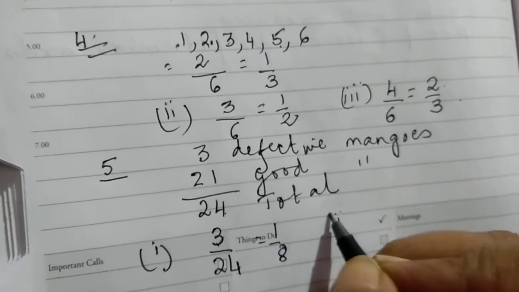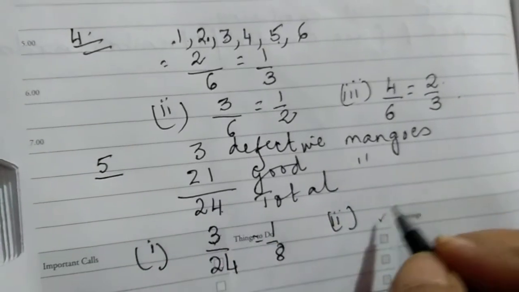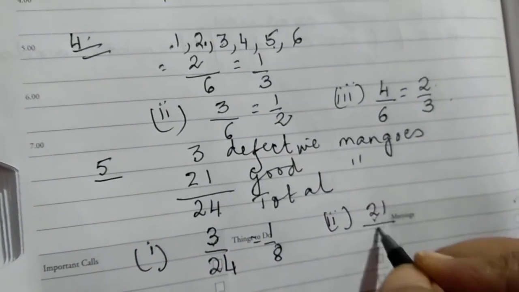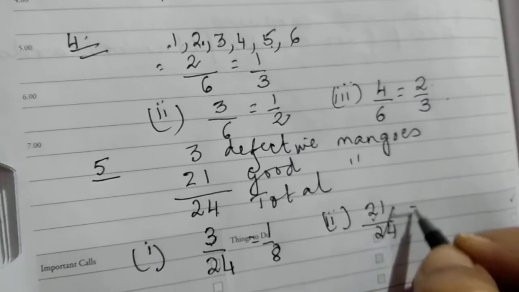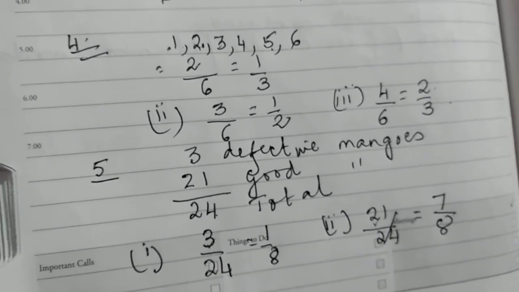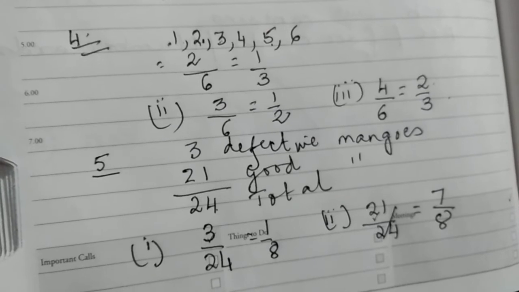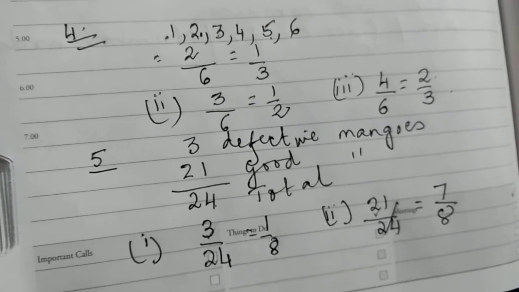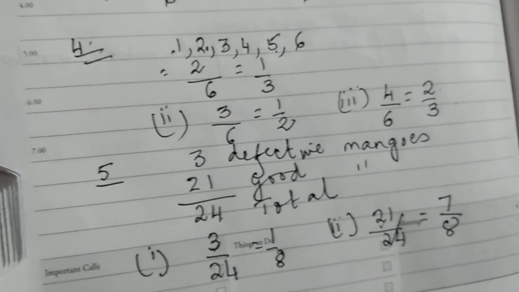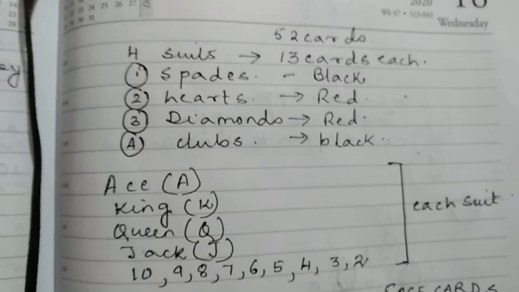And the second part, getting a good mango. How many good mangoes do you have? 21, out of the total, which is 24. So it is 7 by 8. Have you understood? Now the last part of the question, a card is drawn from a well shuffled pack of 52 playing cards. Before we move on to the cards, I'll just give you a simple concept about cards.